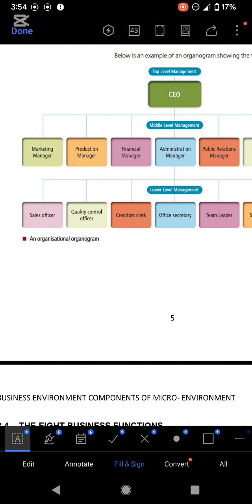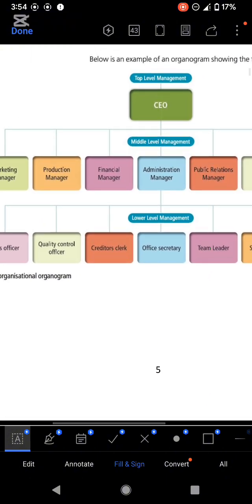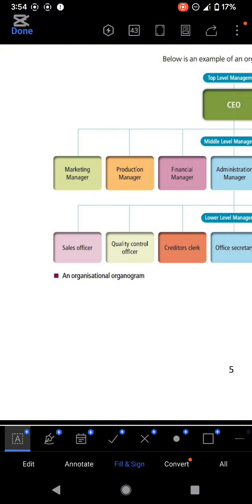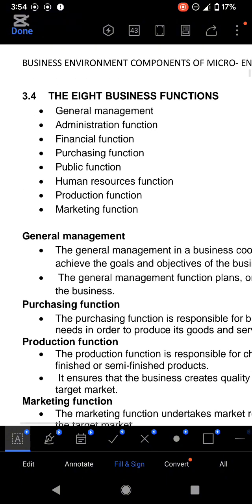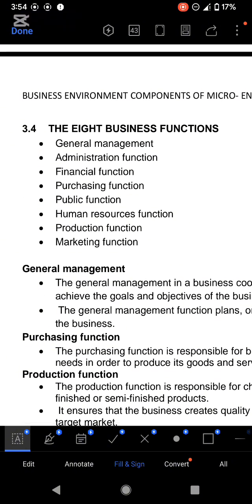But I want you to notice that over here, we're indicating that there is top level management, middle level, as well as lower level management. If you look at the middle level management, marketing, production, it is actually the same as the 8 business functions, because for the 8 business functions to take place, they need managers. But all those managers are fundamentally managed by someone.